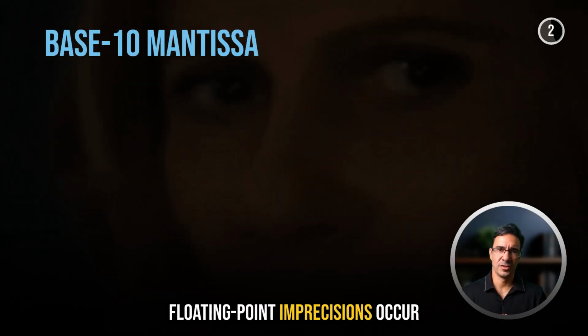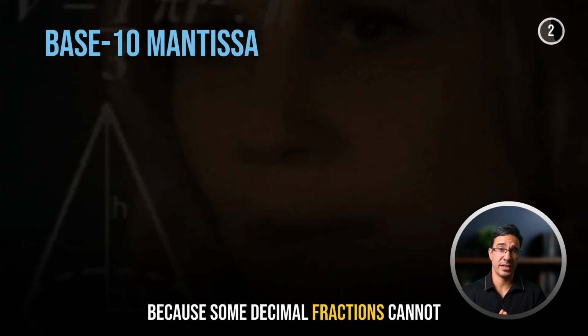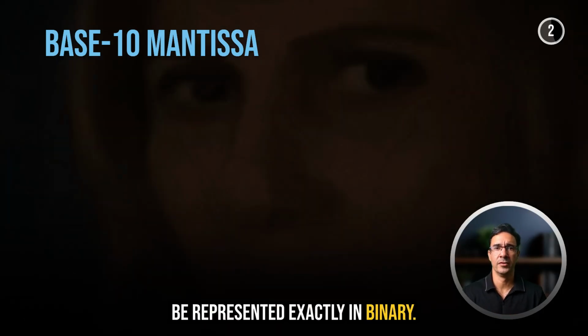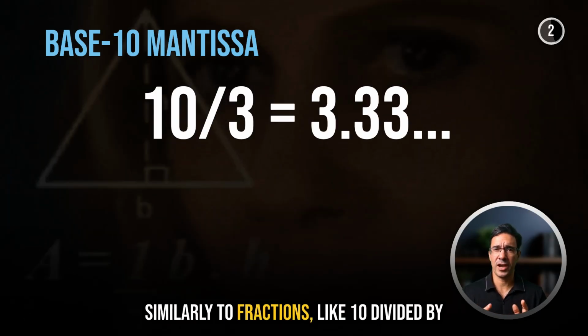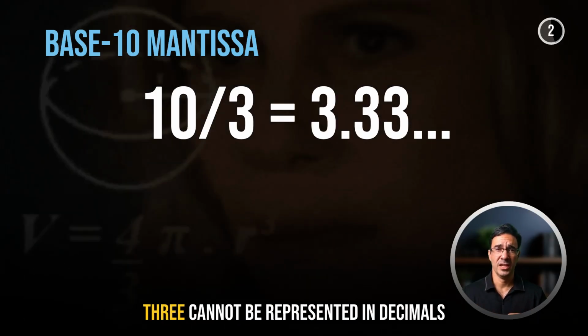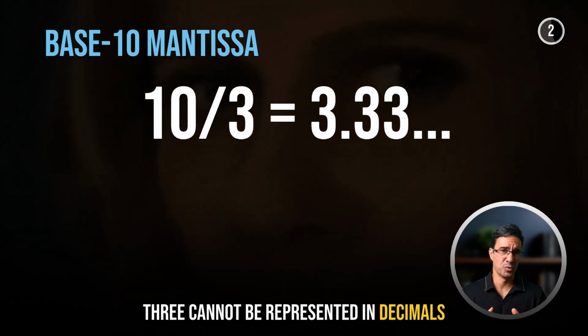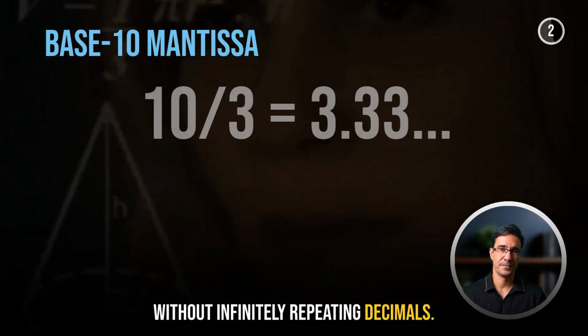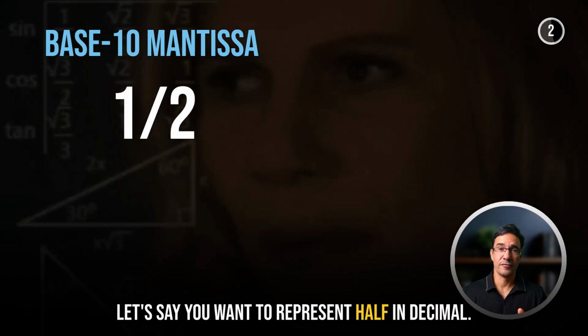Floating point imprecisions occur because some decimal fractions cannot be represented exactly in binary. Similarly, fractions like 10 divided by 3 cannot be represented in decimals without infinitely repeating decimals. Let's say you want to represent half in decimal.